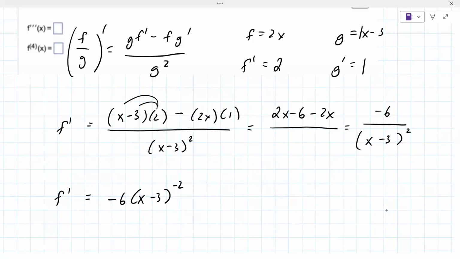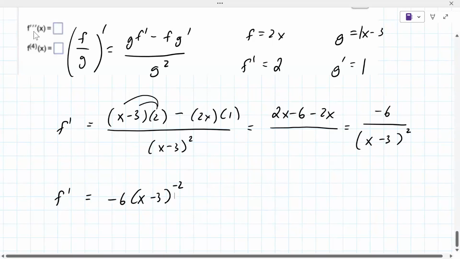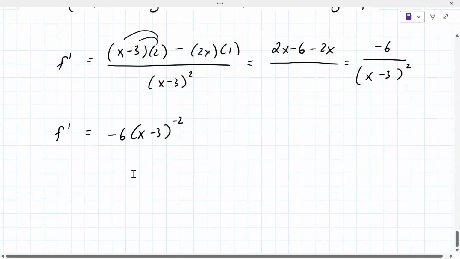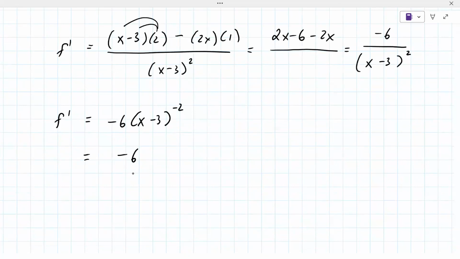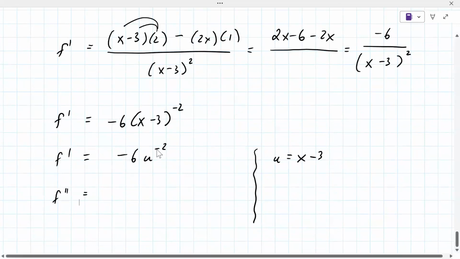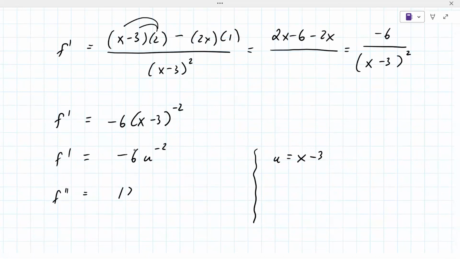And now when we take the derivative of this, because we need the third derivative, so we've got to take 2 more derivatives, we're going to do this as u minus 6 u to the minus 2, where u is x minus 3. We were doing this yesterday. So the derivative of this, the second derivative, it's power rule. You're bringing this negative 2 down. So that's 12 u to the minus 3 times u prime.